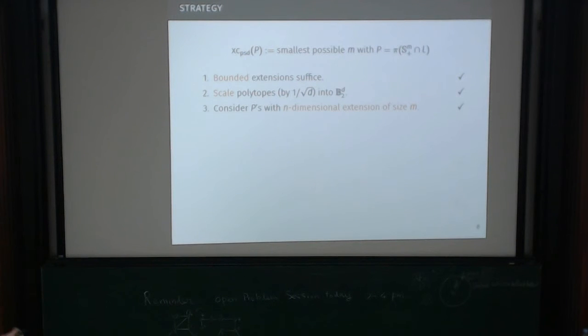Thirdly, we consider one after the other, not all polytopes that have an extension of that size at once, but we do a subdivision according to the dimension of this spectrahedron here. So for every n-dimensional extension of size m, we consider all P's that we can obtain, and we will see that it's not very many that we can obtain.